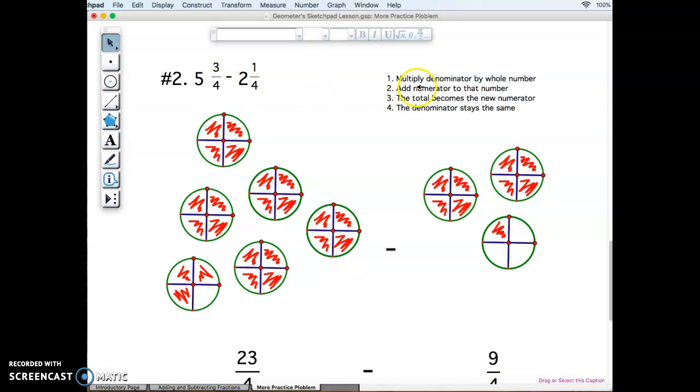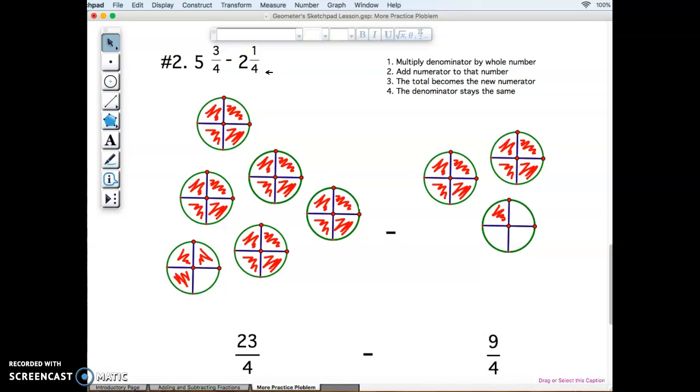20. Then what we're going to do is add the numerator to that number. So we have 20, and then we're going to add an extra 3. That's going to be our total number for the numerator. So that's going to give us 23, and the denominator stays the same. So it's going to be 23 over 4. And then for our second fraction, 2 and 1/4, well, 4 times 2 is 8, plus 1 is 9, and we keep the denominator the same, 4. So that's going to give us 9 over 4.